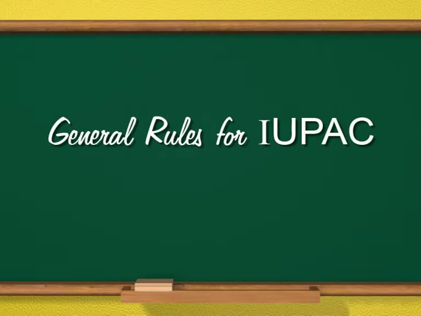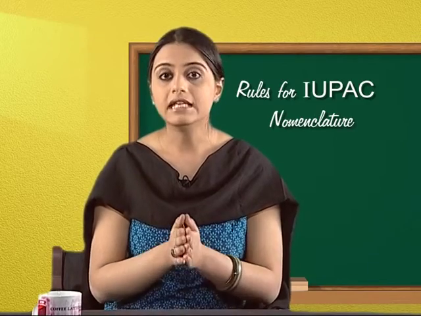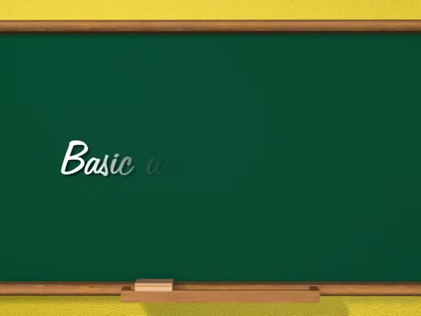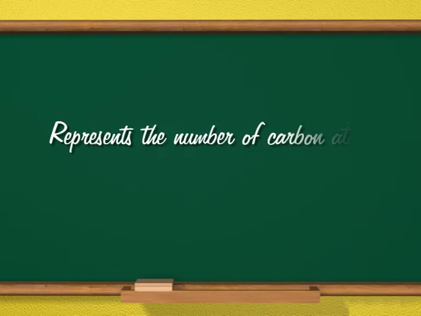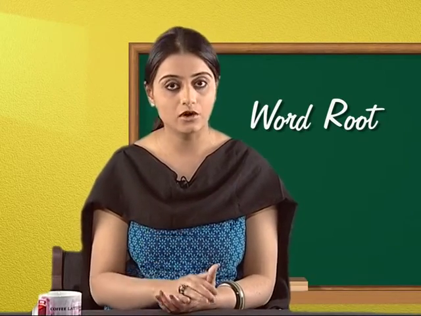General rules for IUPAC nomenclature. According to IUPAC system, the name of the organic compound consists of 3 parts: word root, suffix, prefix. Let's start with word root. It is the basic unit of the name of the organic compound. It represents the number of carbon atoms present in the parent chain of the molecule. Parent chain is the longest possible continuous chain of carbon atoms containing maximum possible functional groups and multiple bonds present in the molecule.